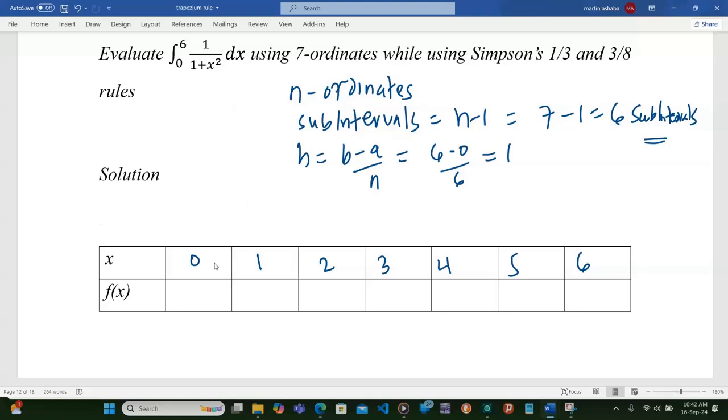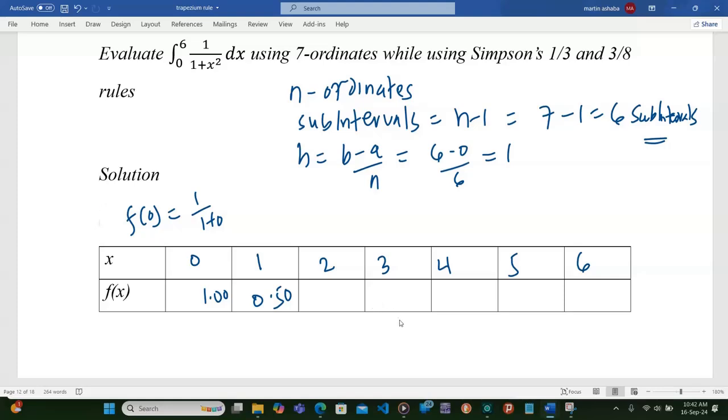So I go ahead and start substituting in my values. f of 0 is going to be 1 over 1 plus 0, and that is going to be 1. Okay, so I substitute in other values. For x equal to 1, I'll have 0.5. So let me make this 1.0, then 0.5. Maybe let me use 2 decimal places.